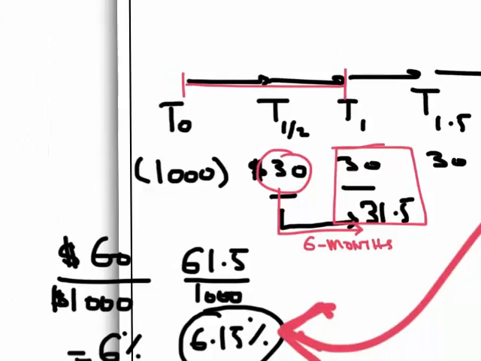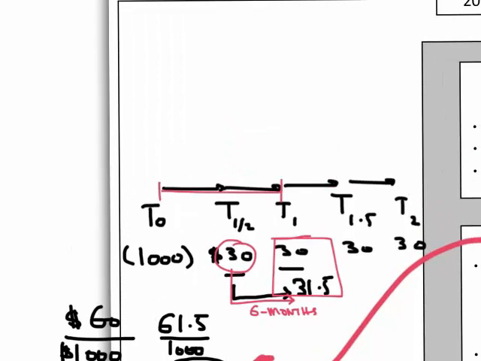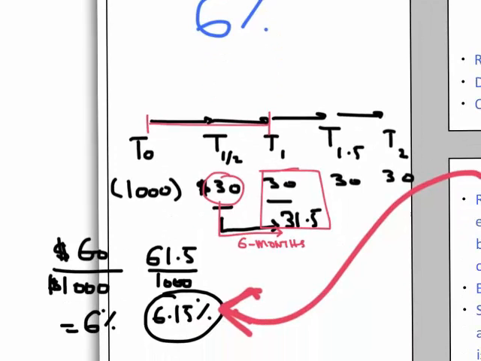Now, as far as this bond is concerned, the bond will say our annual coupon rate is 6%, which will be paid in two pieces of 30-30. So in the exam, you may be given this story and you may have to calculate this 6.15%.